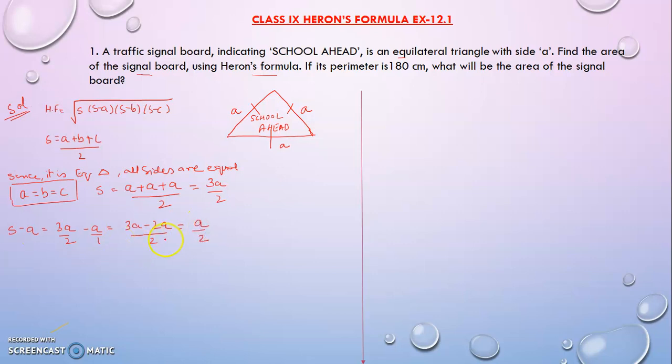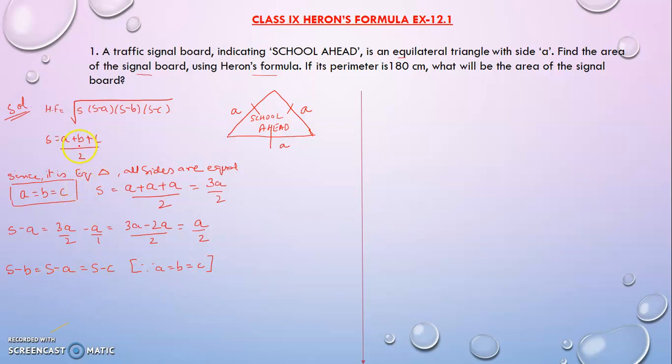Now S minus A is equal to A by 2. So S minus B will be equal to what? S minus A only, right? Which will be equal to S minus C only. Why? Because A is equal to B is equal to C. So there is no need to calculate S minus B and S minus C separately.